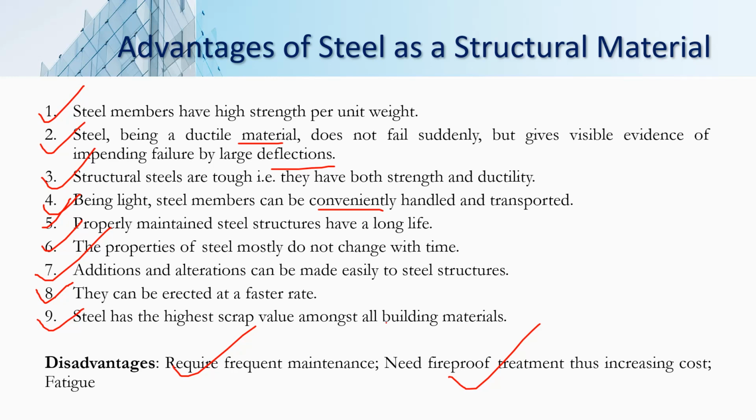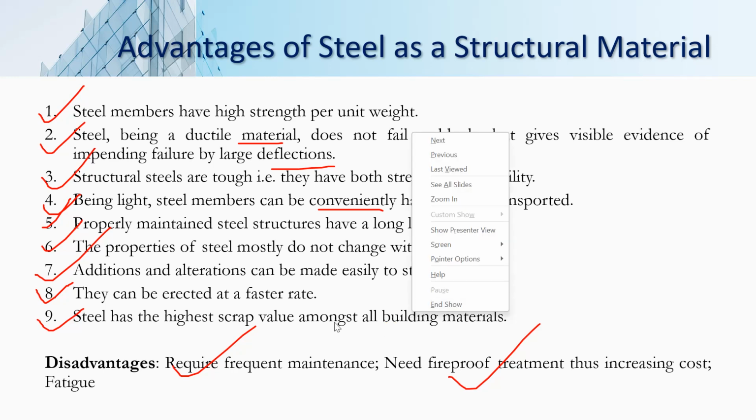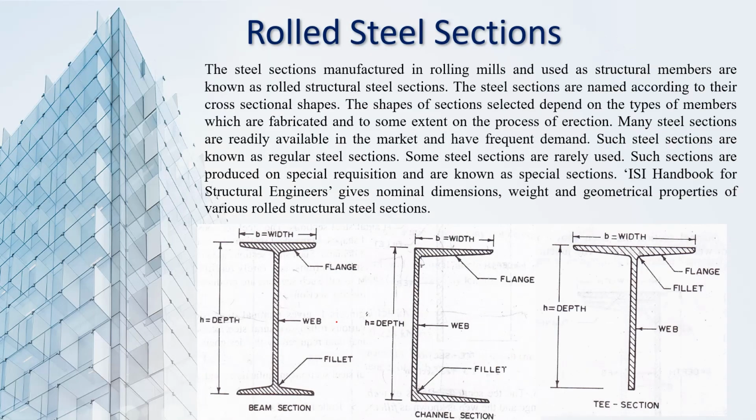Not only at one location where there may be fire in our building, but this excellent conducting capacity of steel also may transmit that heat and fire to another location. And finally, fatigue is one of the major drawbacks of steel structure. So these are some advantages and some very few disadvantages of steel structure.